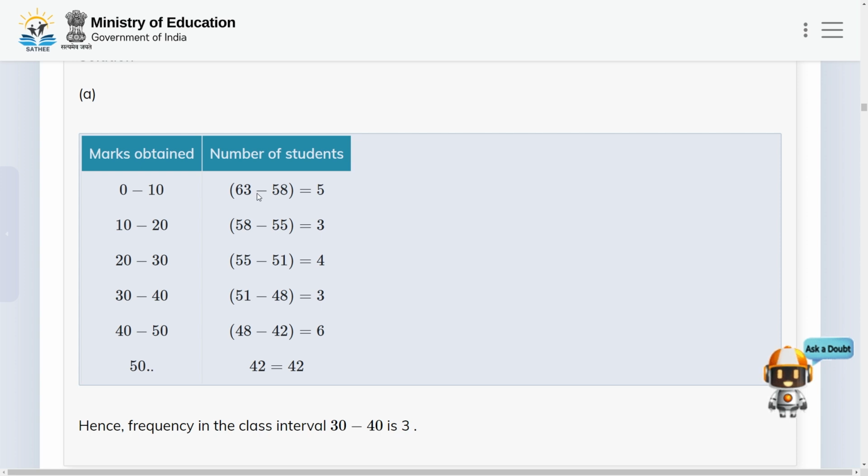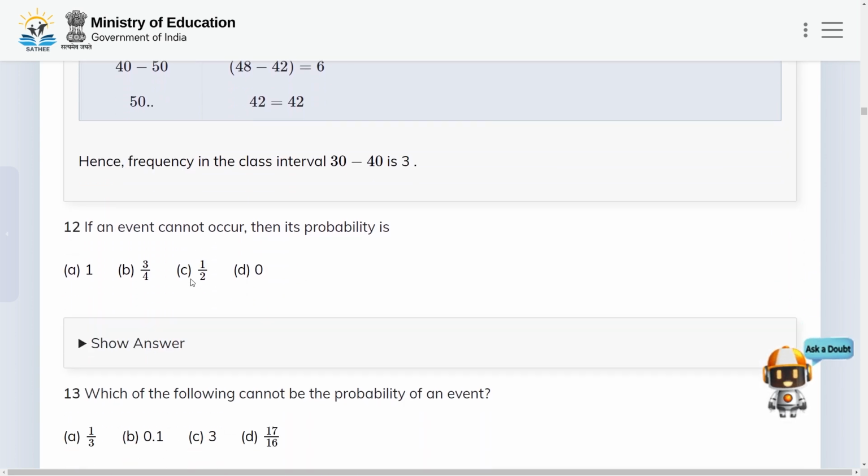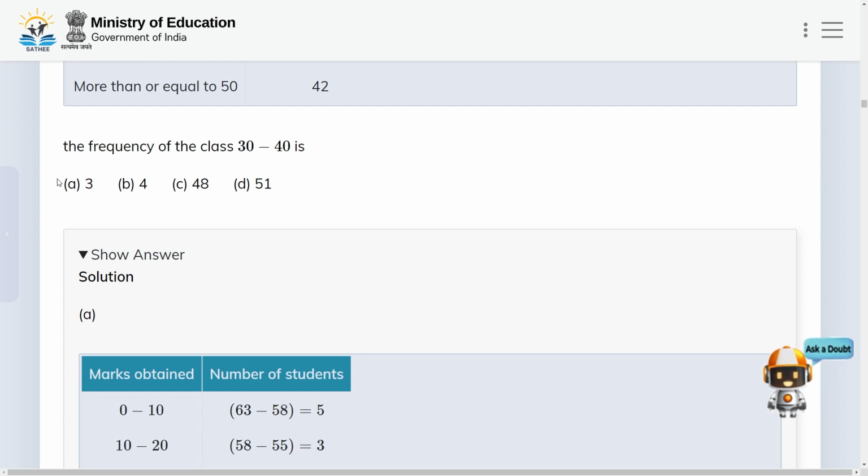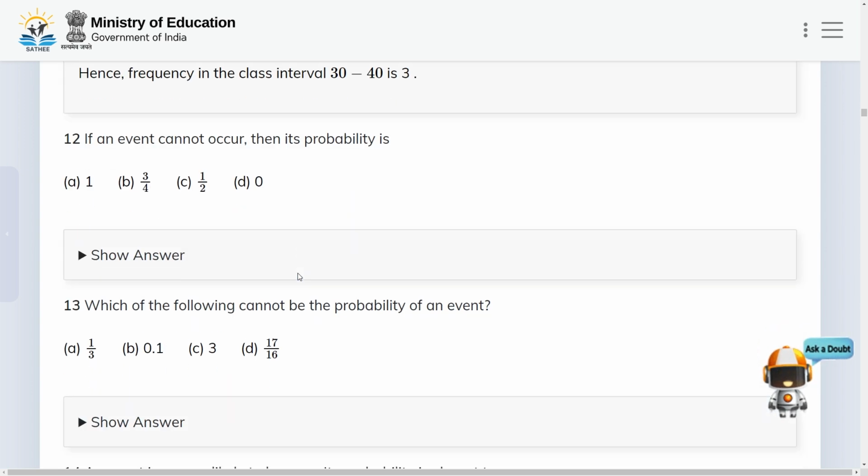For marks obtained 10 to 20, the number of students is 58 minus 55, that is equal to 3. For 20 to 30, the number of students is 55 minus 51, that is equal to 4. For 30 to 40, the number of students is 51 minus 48, equal to 3. For 40 to 50, the number of students is 48 minus 42, equal to 6. And for 50, the number of students is 42. Hence the frequency in the class interval 30 to 40 is equal to 3. So the correct answer is option number A. Now let us move to next problem.